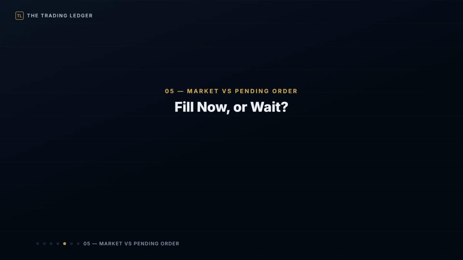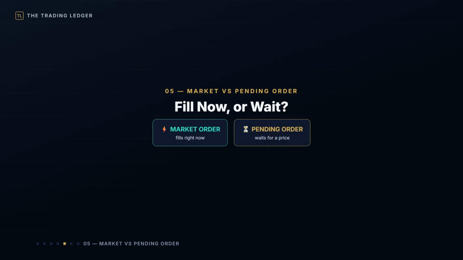A market order fills immediately, at whatever the current price happens to be. Use it when the setup is happening right now and you don't want to wait. A pending order sits and waits until price reaches a specific level you choose, then fills automatically. Useful when your setup depends on price first reaching a certain level, like a trend line or a support zone. Neither type is better. A market order suits a trade that's already valid. A pending order suits a trade that will only become valid once price gets somewhere specific.